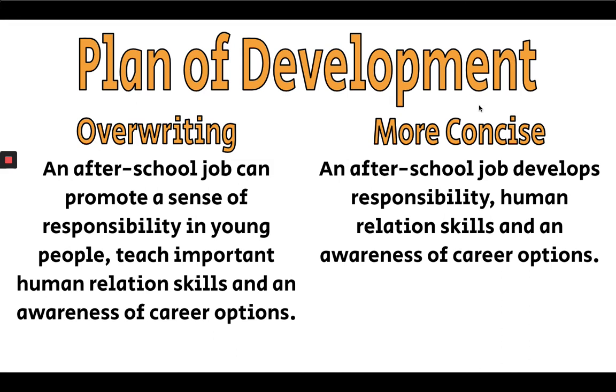And so, a more concise way of saying this is: an after-school job develops responsibility, human relationship skills, and an awareness of career options. And so I listed one, two, three right there. It is just a very concise, very straight to the point sentence, which is great. So do be more like this one than like this one, okay?